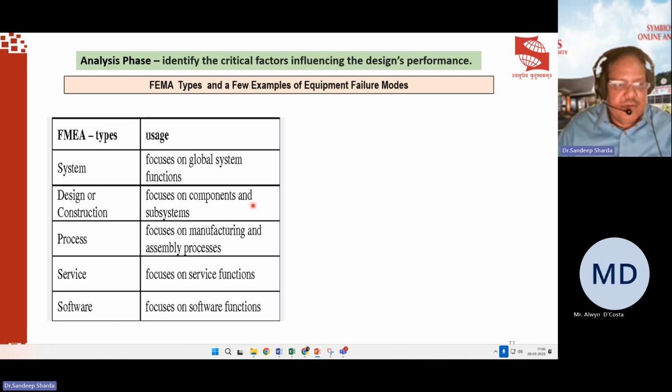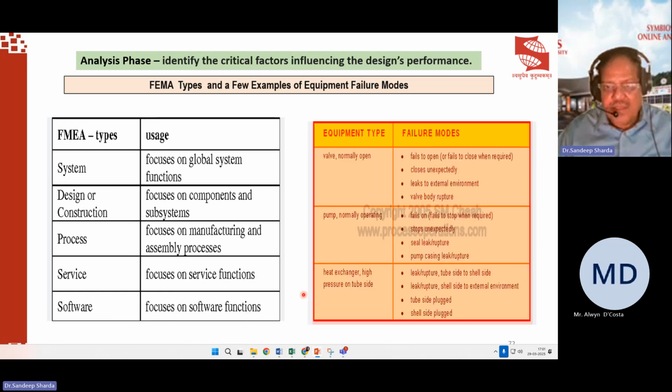So FMEA can be for a system, design or construction, processes, services, or software. System will be focused on the global functions. Design will be focused on the components and the subsystems. Process will focus on the manufacturing and the assembly process. Service will be focused on the service functions. Software will be focused on the software functions.